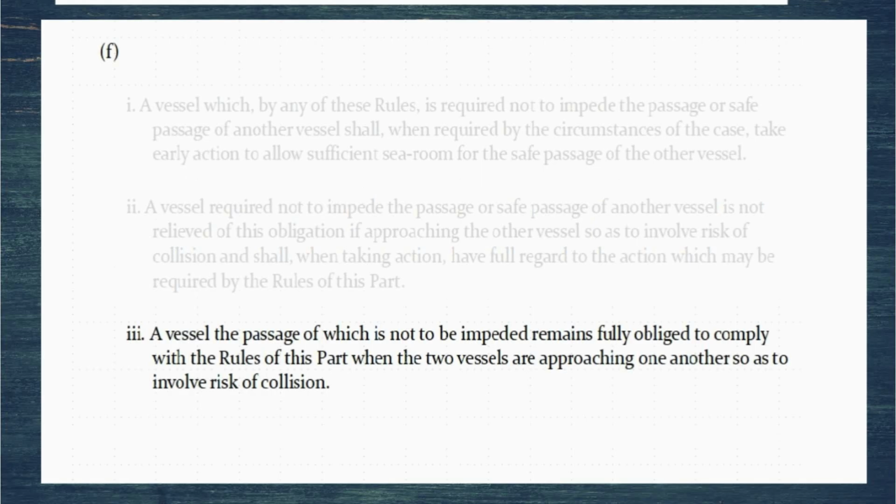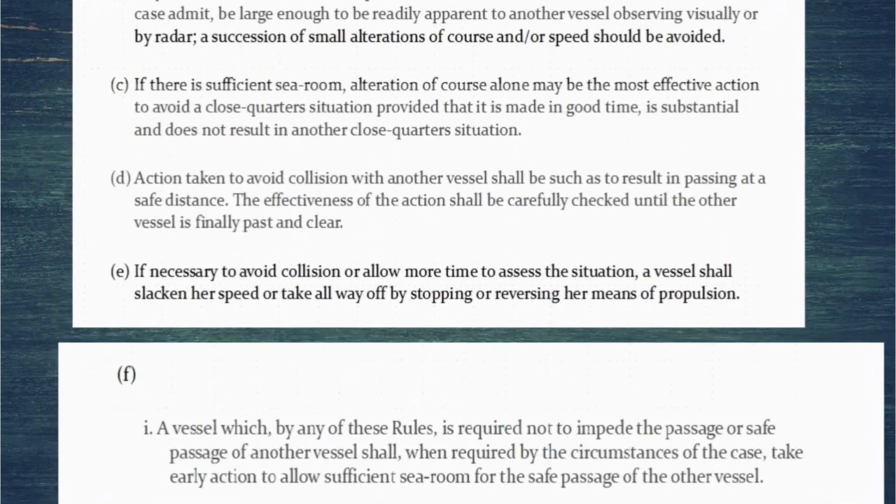A vessel, the passage of which is not to be impeded, remains fully obliged to comply with the rules of this part when the two vessels are approaching one another so as to involve risk of collision. So in our example, although the green vessel is meant to not impede the passage, the container ship remains fully obliged to comply with the rules of this part when they're approaching one another involving collision, which means it's still a crossing situation, the container vessel is still the giveaway vessel, even though the green one should allow her sufficient sea room. And that brings us to the end of Rule 8.